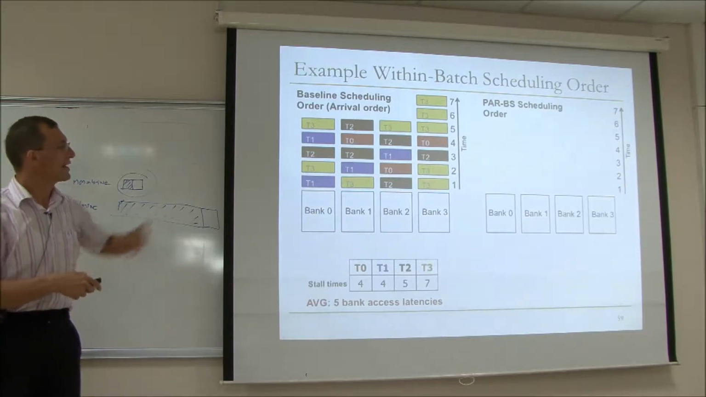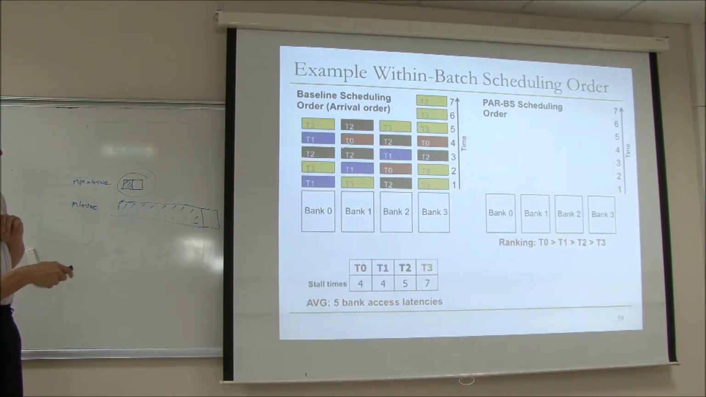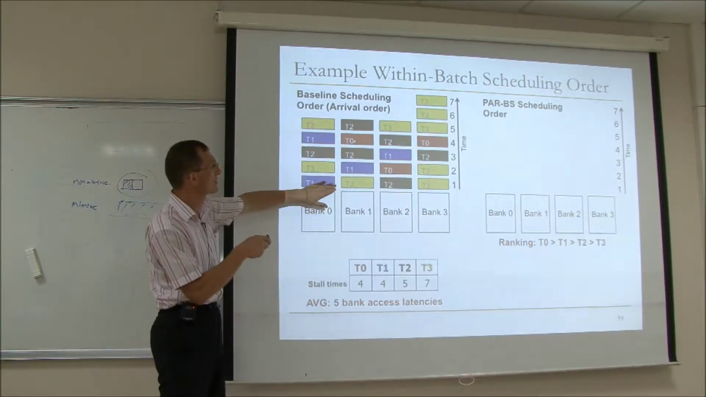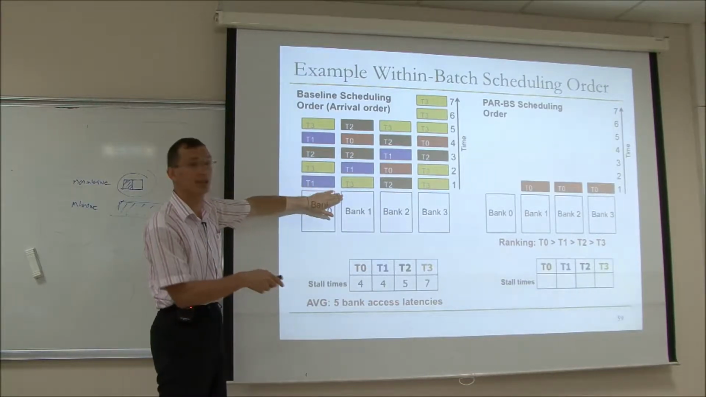What happens with parallelism-aware batch scheduling? Within this batch, now we're not going to use this arrival order, but we're going to rank the threads this way. T0 ranked higher than T1, ranked higher than T2, ranked higher than T3. So the controller prioritizes T0 within this batch. So T0's request will be prioritized across all banks. As a result, it'll look like this.